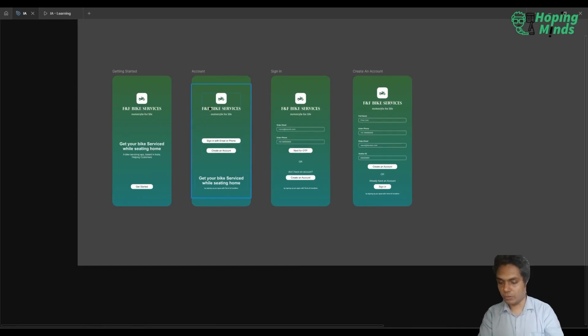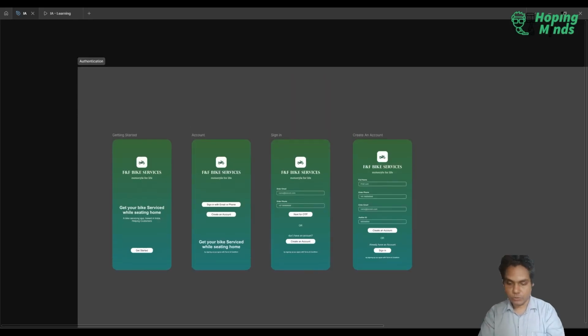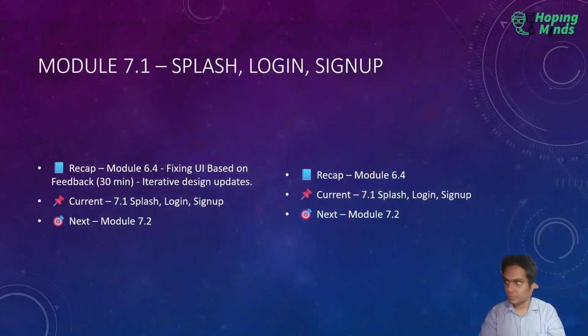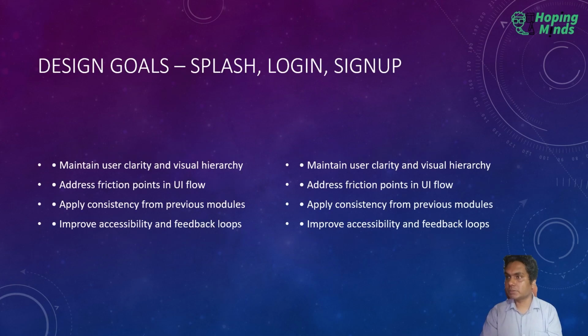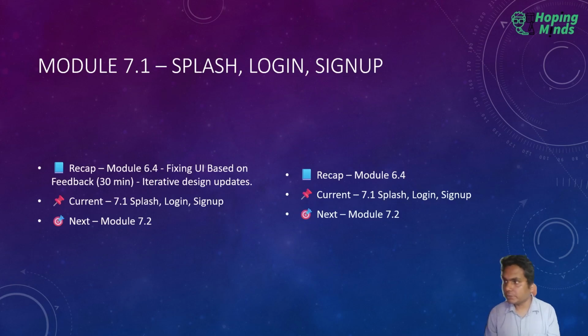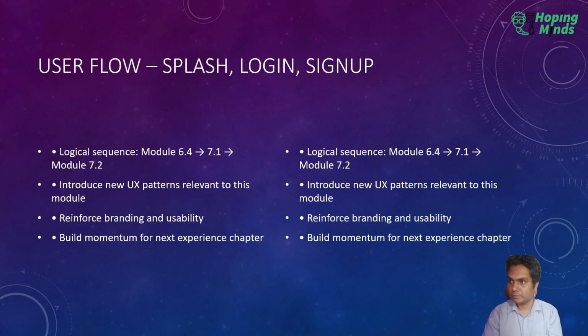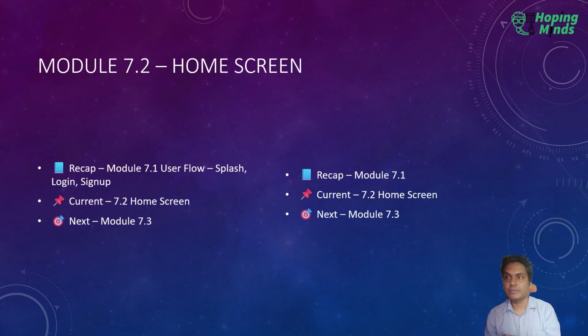Let's go ahead and see what we are going to learn in the next chapter. All right, we did that. So in the next chapter, 7.2, we are going to design the home screen. And the home screen is obviously the most complicated screen when you start designing it. So let's go ahead and see how it will work in the home screen. All right, see you in the next chapter.